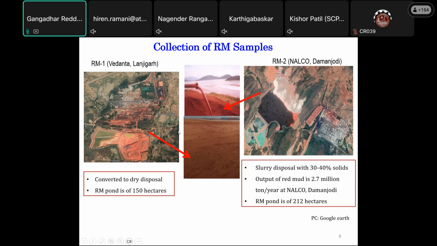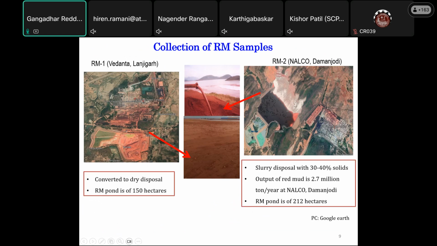Whereas what they were doing in practice is trying to remove at least 50 to 60% of the water so that the red mud soil doesn't occupy much space. So that's what they were doing.